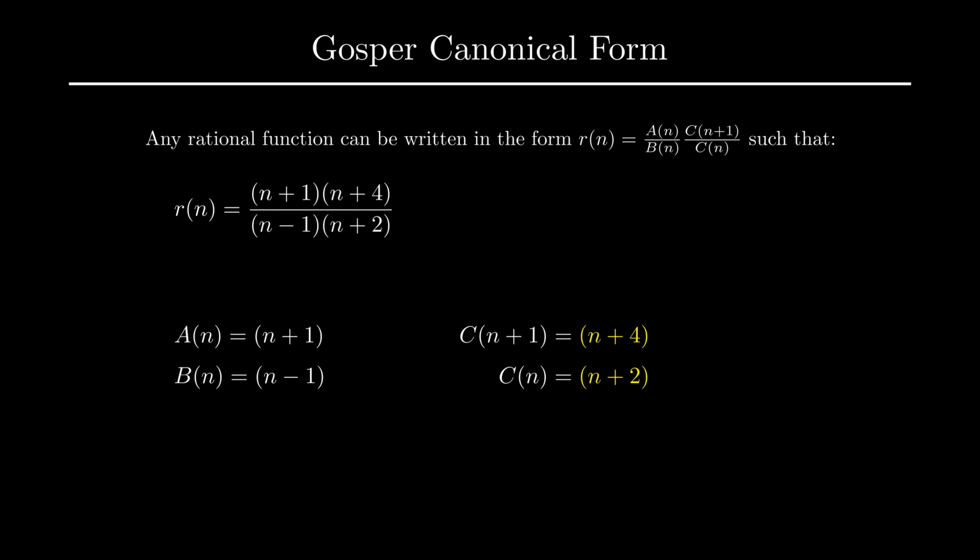Unfortunately, this doesn't quite work, because if the bottom was c of n, the top is not c of n plus 1. There is an easy way to fix this. Simply apply telescoping in the reverse by including all of the cancelled factors in between.